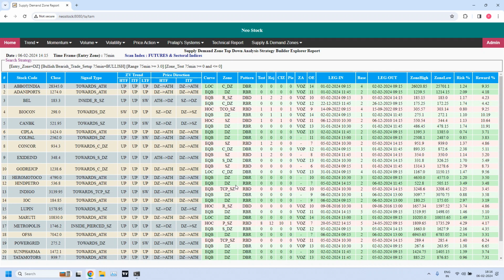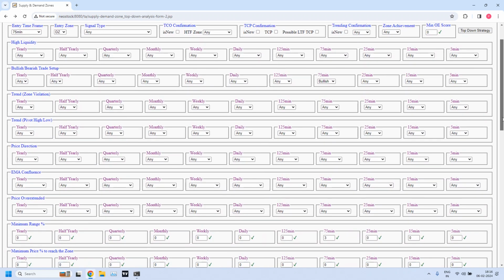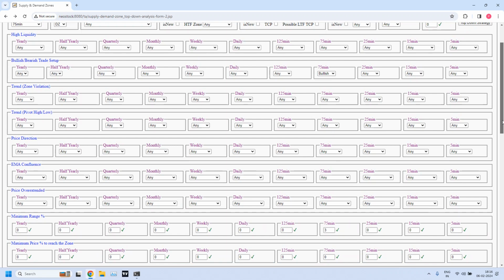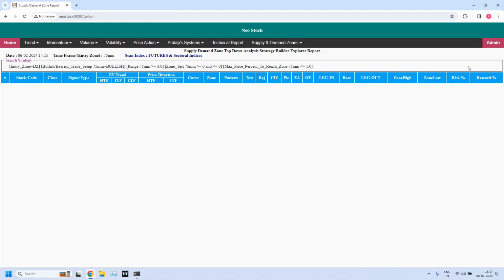That means test count should be 0, and minimum reward should be 3%. Because the list is big, what do we do? We can look for the stocks near the demand zone. For that, for the minimum price to reach the zone, you need to set the 75 minutes. Let me set 1% within the 75 minute zone. We may find some stocks, but here no stocks today at least 1% near the 75 minutes.